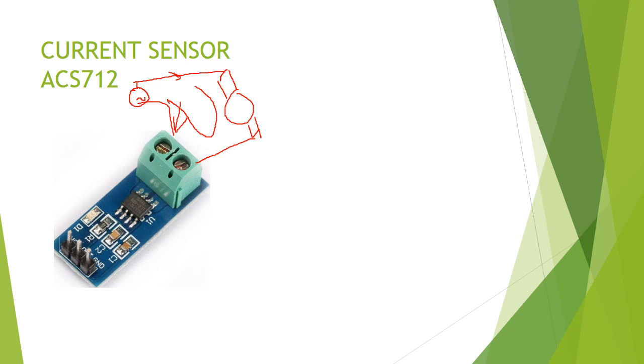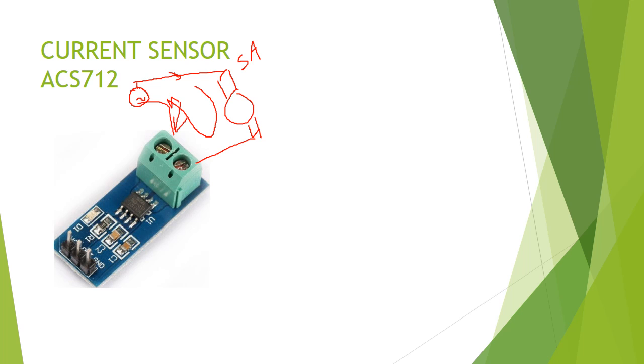Okay, so now this current may be 5 ampere or more. The output current range for measurement is 5 ampere, 20 ampere and 30 ampere. Okay, so till 30 ampere it can measure. So next is the sensitivity developed.